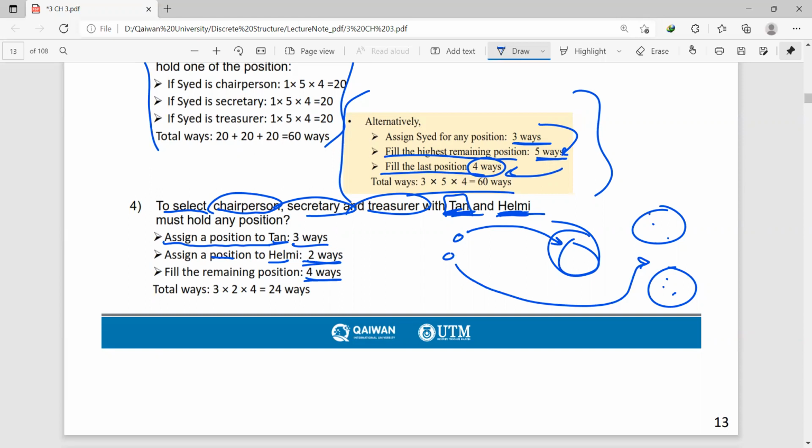You have only one position remaining. It's 4 among 4. You have 4 people because Tan and Hilmi took their positions.